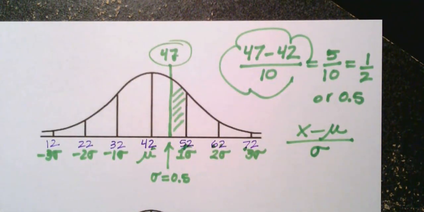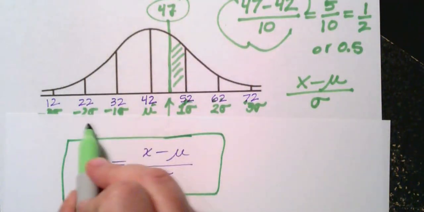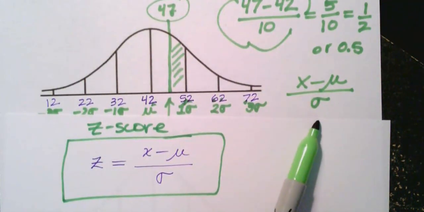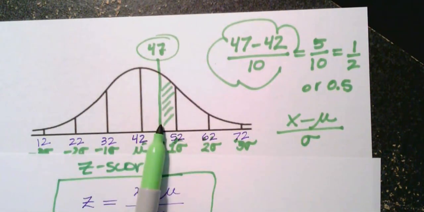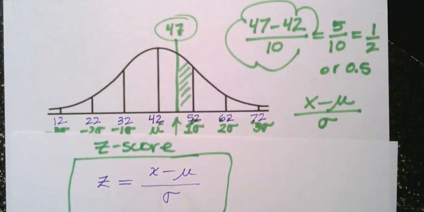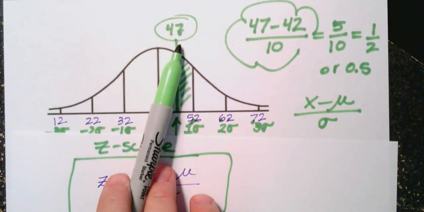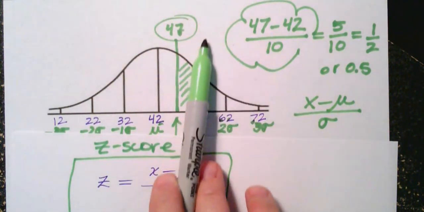And I have it written out separately here. And here it is. So here's the formula for finding the z-score, which we basically just figured out for that particular example. So the z-score for 47 would be 0.5. You're basically taking whatever value you're asked about. In this case, I was asked what percentage of the data was above or below 47. 47 becomes my x, and I figure out the z-score for that x. So the z-score for 47 was 0.5.